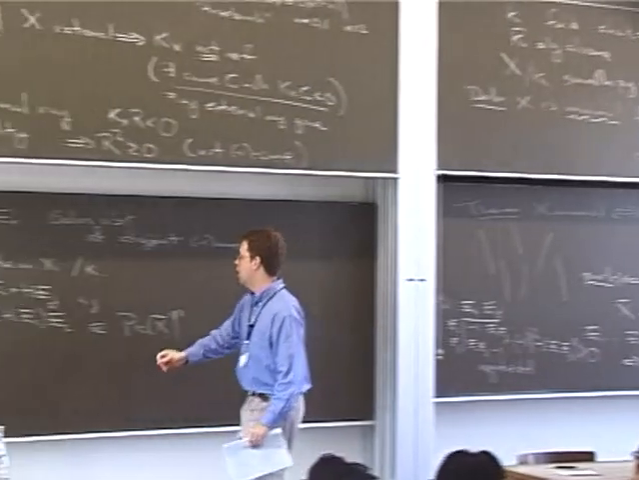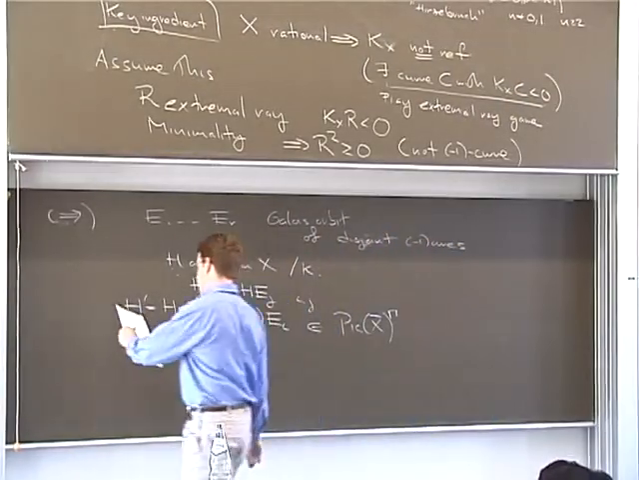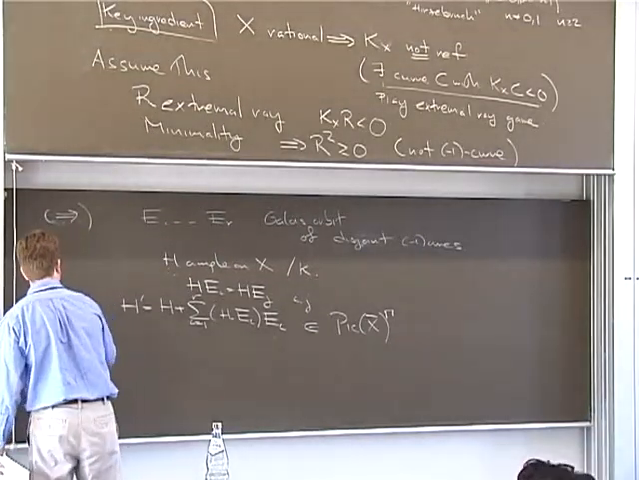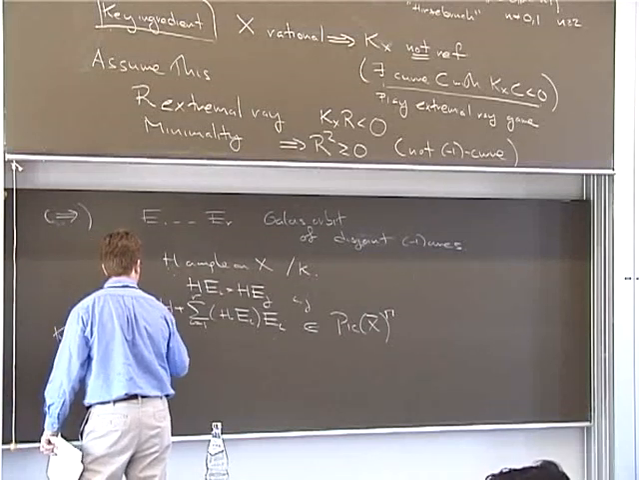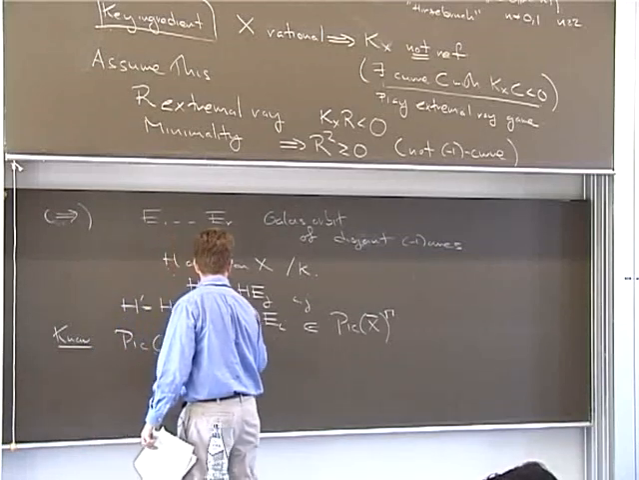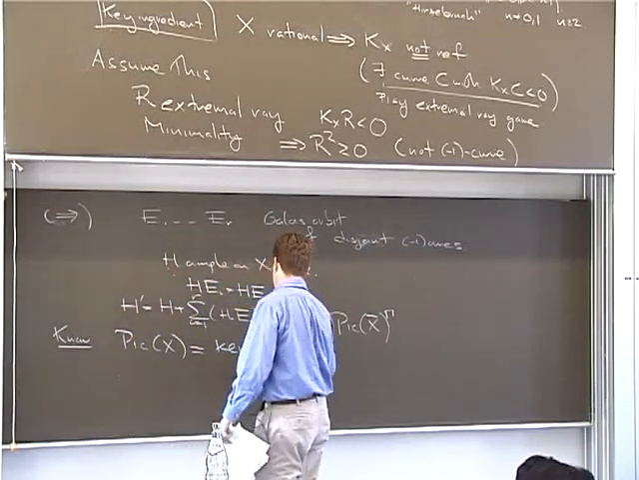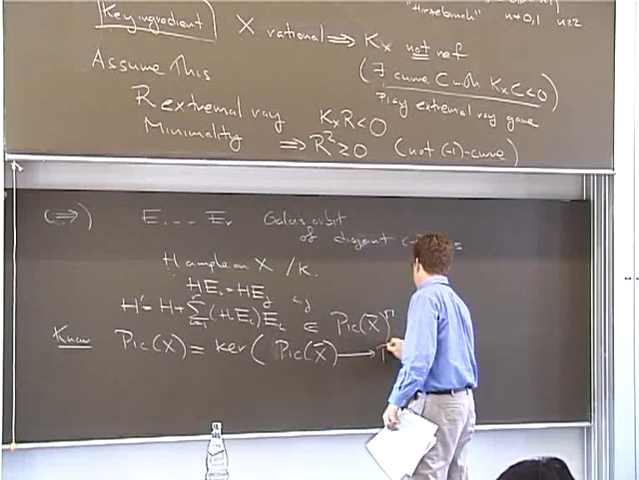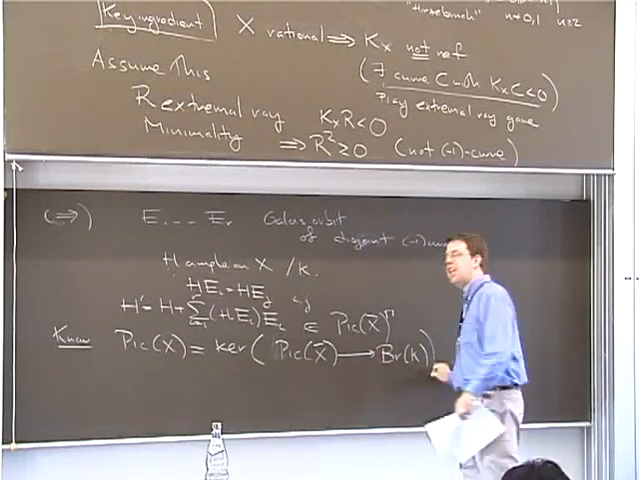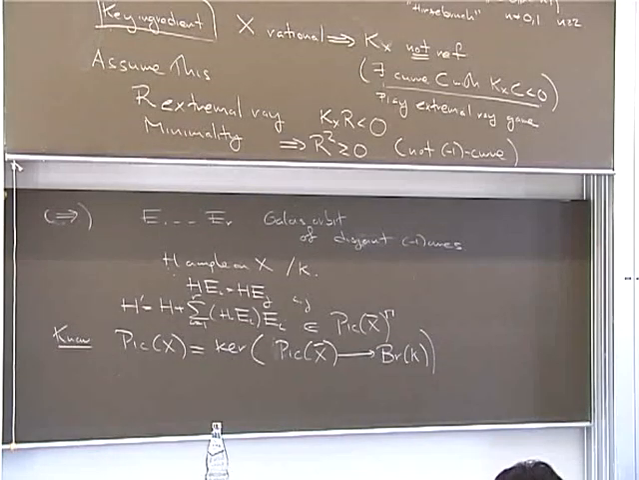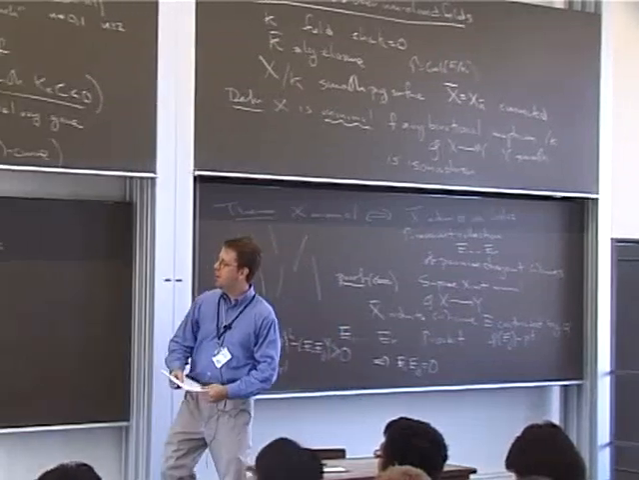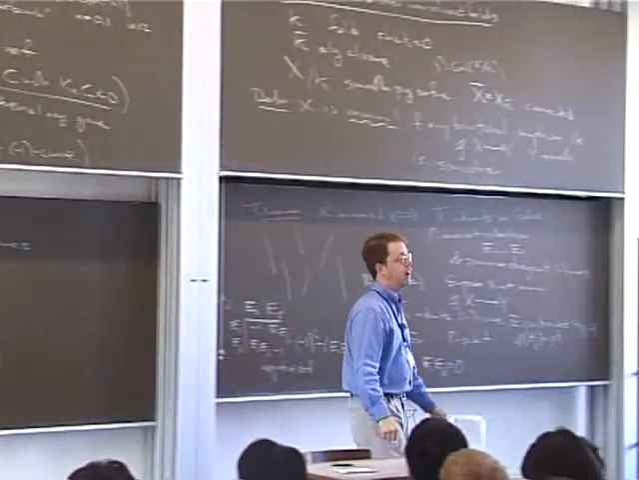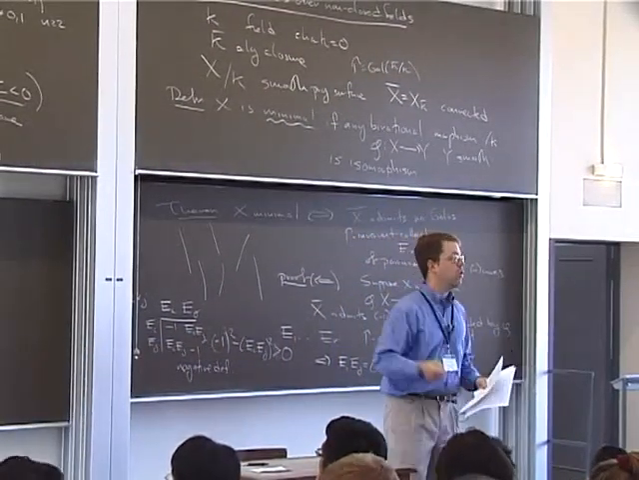So we know that the Picard group of X is the kernel of the map from the Picard group of X bar. Well, thanks to Andrew, I can use the Brauer group, right? He told you about the Brauer group. So we know that the Picard group of the variety is the kernel of the map from the invariant part of the Picard group to the Galois group.